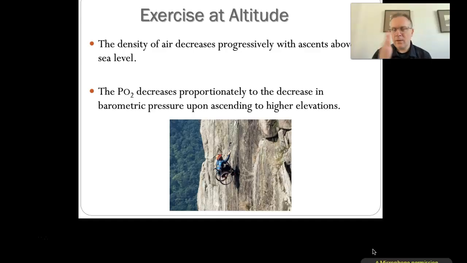So on the next video, I'll talk through exercise at altitude and the impacts that it has, and talk through that partial pressure of oxygen.